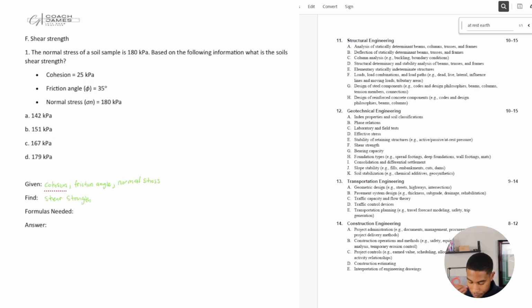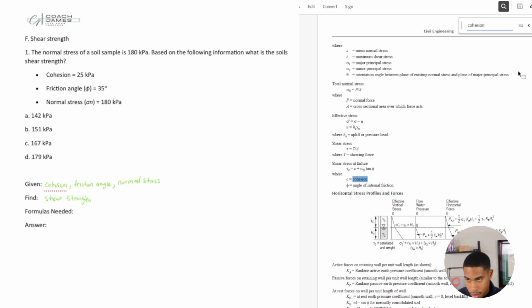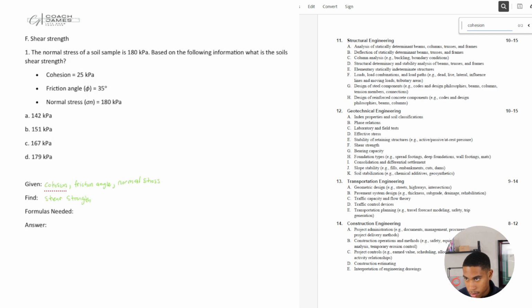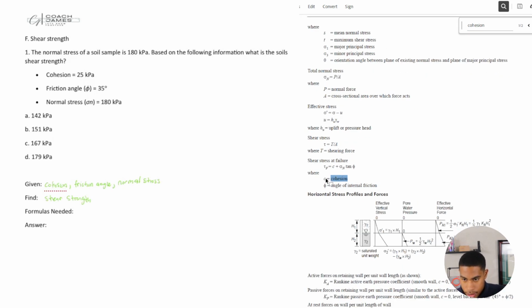So what formulas might I need? Formulas dealing with the normal stress of a soil, cohesion of a soil, friction angle of a soil, I'm assuming. So maybe if I search cohesion, it sounds like a word that there might not be a lot on. There are only two matches for cohesion. Let's see what comes up. One is for ultimate bearing capacity, but we're not searching for any bearing capacities, and we don't have any factors for those. So the only one was the first one, showing that cohesion equals C.